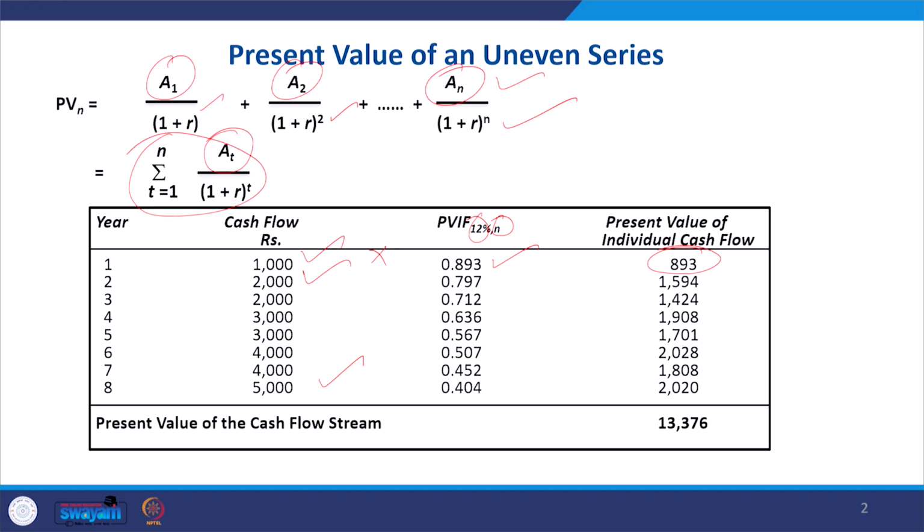And when you sum up the discounted cash flows, this comes up as 13,376. So what was the total amount here? If you total it up, it comes to 24,000 rupees. So 24,000 rupees of cash flow over a period of 8 years, having uneven cash flows over the years, multiplied by the discount factor at 12% and the given number of years. That 24,000 rupees of absolute value has come down to 13,376 as the present value of the entire cash flow stream after discounting the cash flows.